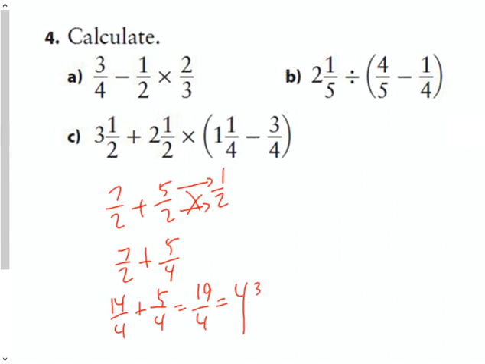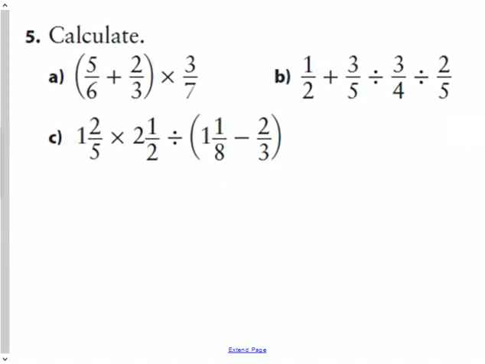Did I make a mistake? Where did I make a mistake? Is it 20? 14 plus 5 is 20? Did anyone else have 4 3/4? 4 3/4 is the answer. Yeah, so for those of you who got 20/4, 14 plus 5 is 19.